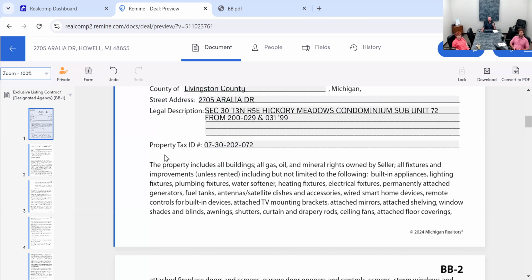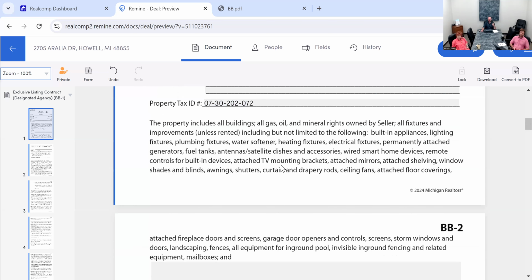All right, so this section down here, though, covering the fixtures, this is important to know, because this is something that comes up.